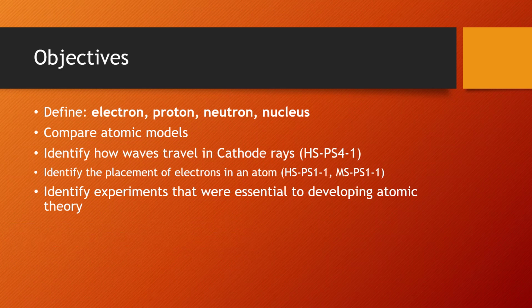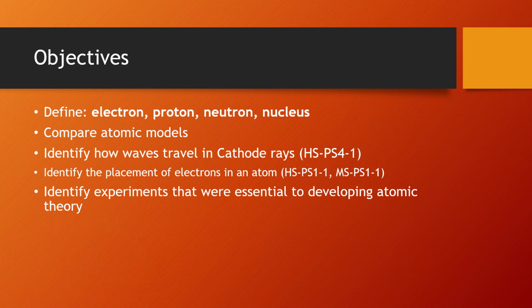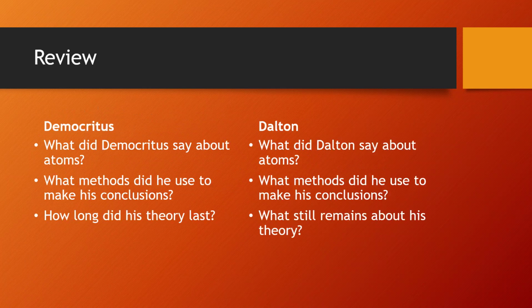Compare atomic models of Thomson and other scientists. Identify how waves travel in cathode rays. Identify the placement of electrons in an atom, and this is going to vary between the models. Identify experiments that were essential to developing each atomic theory.